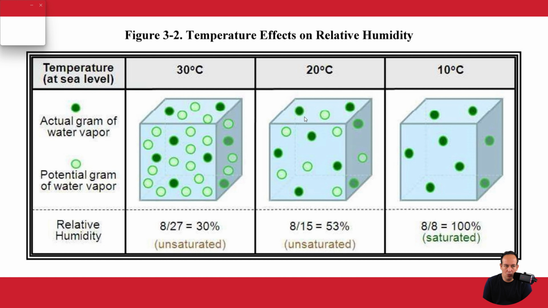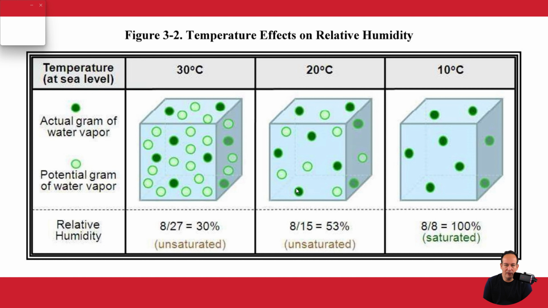Now, the actual amount of water vapor in that air parcel remains the same. So here on the left, we had 8 grams of water. But then as we go to the center here, where it's 20 degrees Celsius, it's still 8 grams of actual water vapor, but the capacity of that air parcel is now less because it's colder. And so, whereas on the left side it was 8 grams versus the capacity for 27 grams, now it's 30% saturation or relative humidity.